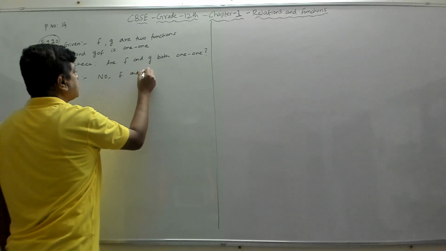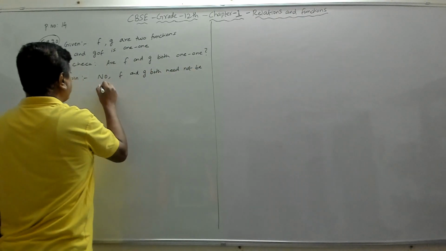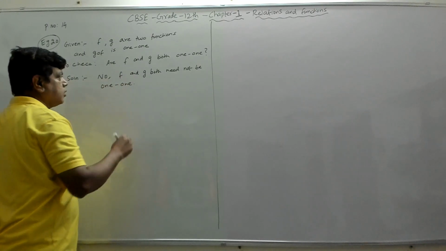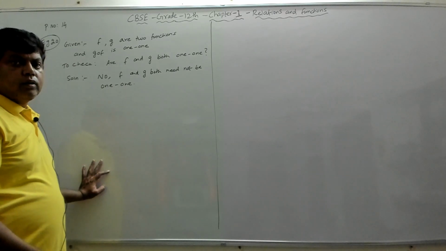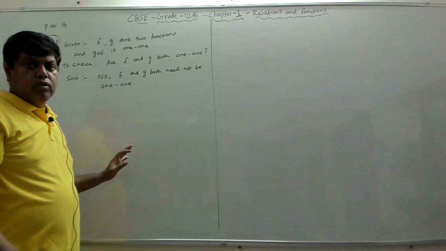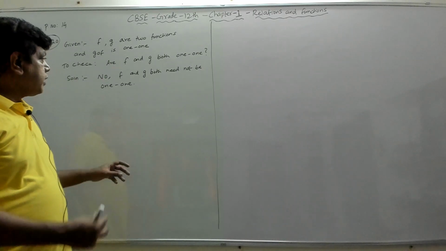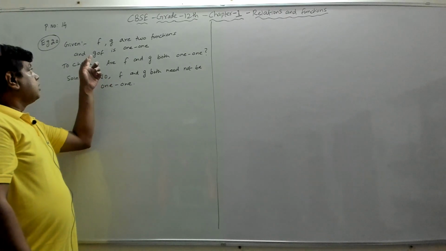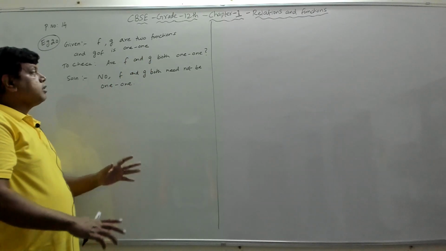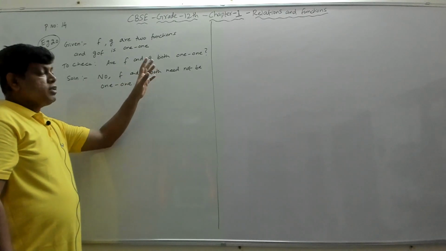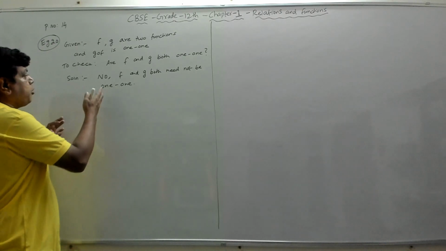F and g both need not be one-to-one. To say something is not true, we have to support that with a counter example. So we will give one example in such a way that g of f is one-to-one, but not both of them are one-to-one. If we give such an example, then we can say that f and g both need not be one-to-one if g of f is one-to-one.